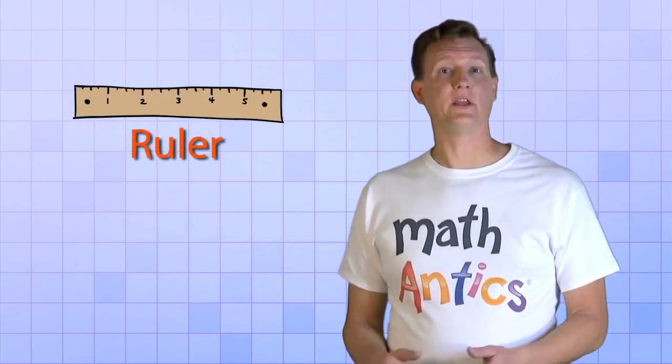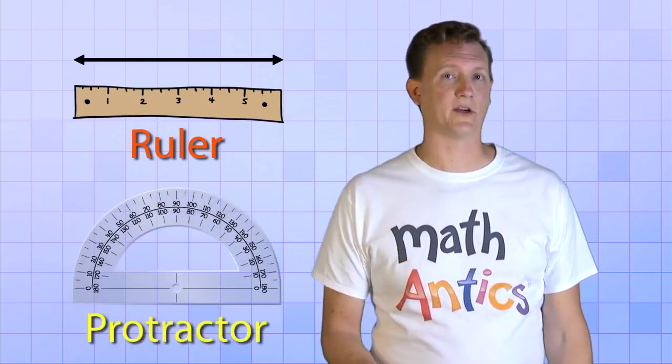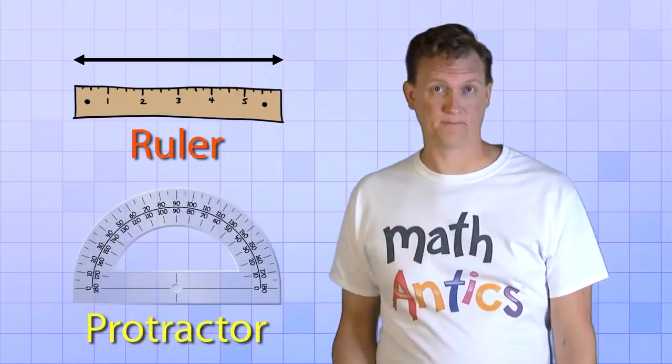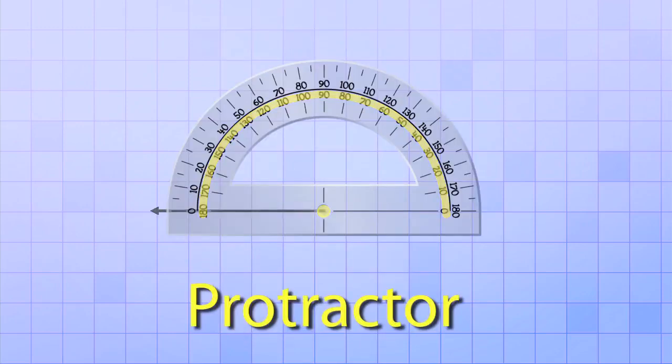Just like a ruler can be used to measure the length of a line, a special tool called a protractor can be used to measure angles. A protractor is similar to a ruler, but it's curved into a half circle so that it can measure rotation around an axis point. A protractor also has a straight edge with a hole or a dot in the middle that represents the axis or center of rotation.